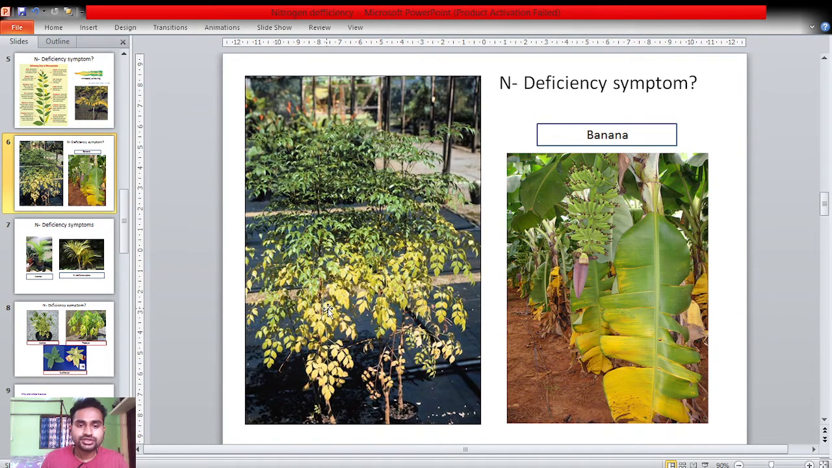And in the left side image, or the first image, you can see similar types of symptoms: the leaves are falling, it is getting yellow, and the lower leaves are senescing, that means they are dropping. So this is a very typical example of nitrogen deficiency.